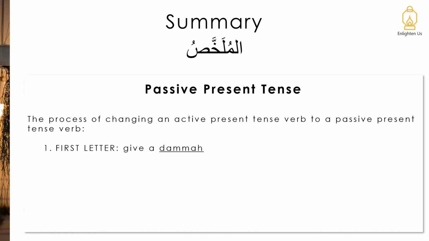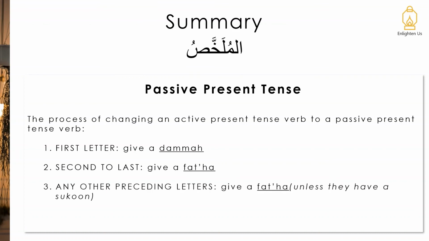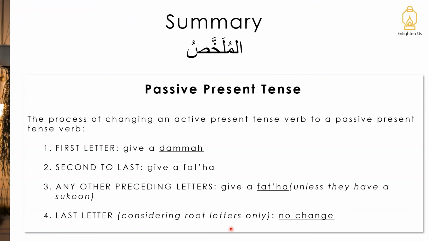So the first step, give the first letter a dhamma. The second step, the second to last letter gets a fatha. Any other preceding letters also get a fatha, as we saw, unless they have a sukoon. And lastly, there's no change to the last letter. And we emphasised that when you're identifying the last letter and then working backwards to then identify the second to last letter, we are only considering the root letters. So we're ignoring the suffixes that pertain to the pronoun, that give us who the doer is.